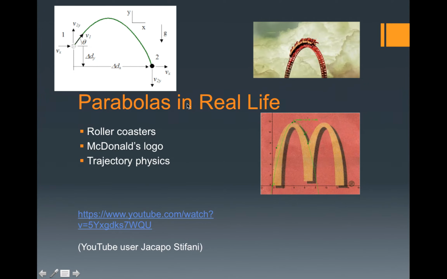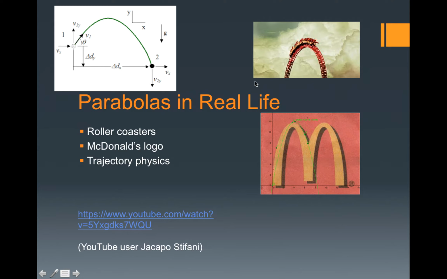Anyway, so what are examples of parabolas in real life? Well, we have roller coasters, the McDonald's logo, of course, and trajectory physics. Now, I don't know if you can see it here or not, but the McDonald's Big M logo is graphed alongside a parabola with an actual graph with numbers and coordinates. But even if you can't see that parabola that's graphed alongside this, you can still see the downward arches of the M.